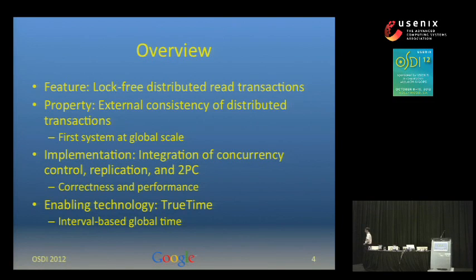Then I'll briefly describe the implementation, which involves integrating concurrency control, replication, and two-phase commit. That integration is necessary both for correctness and for performance. And finally, I'll describe the enabling technology that makes this all possible, which is a global clock called TrueTime. TrueTime exposes uncertainty in the clock by representing time as an interval.